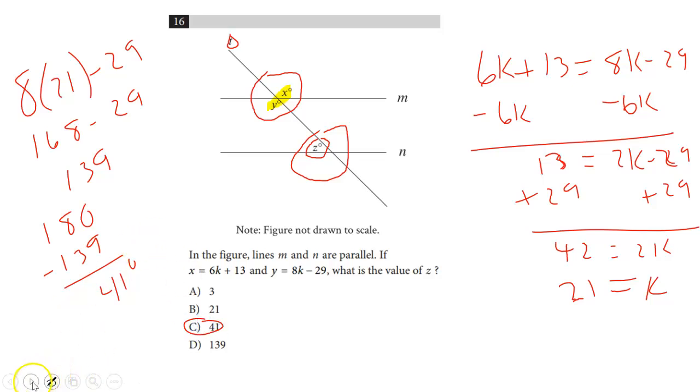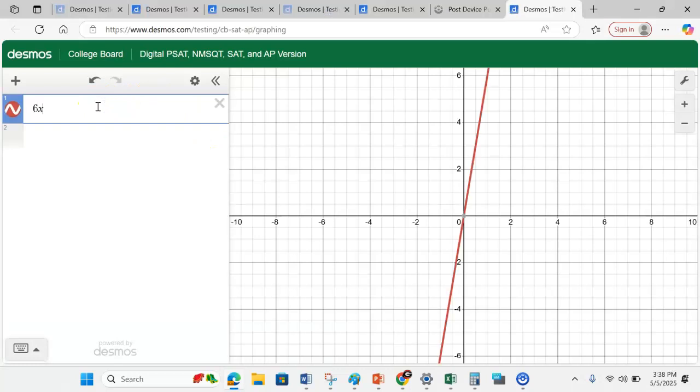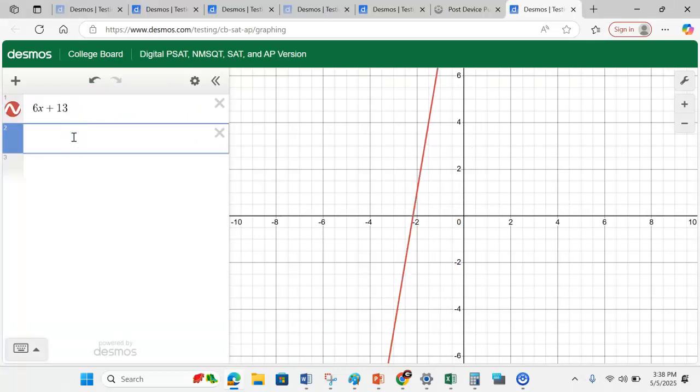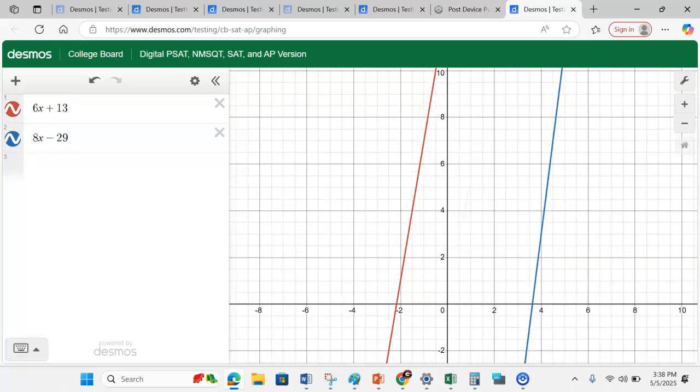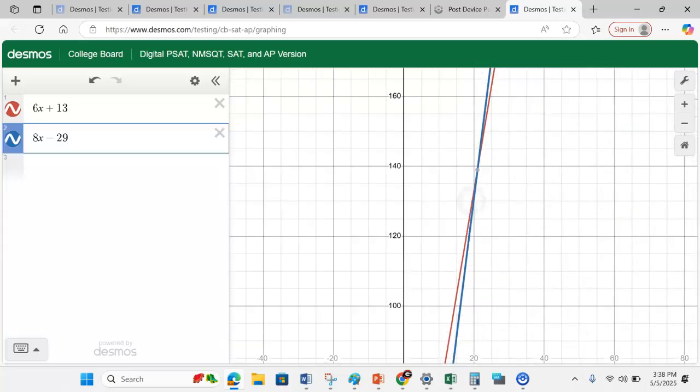Remember, I'll show you a little bit on Desmos here. You could just set those equal to each other if you wanted to. 6x plus 13, 8x, I know I'm changing it to x, but it doesn't matter so much, and then minus 29, and I could find that intersection point here. And Desmos is going to click on it for you. So you can see it's the x value, 21. But it also gives you the value of each expression, which is 139. But then you have to go back again and subtract from 180 to get your Z value.